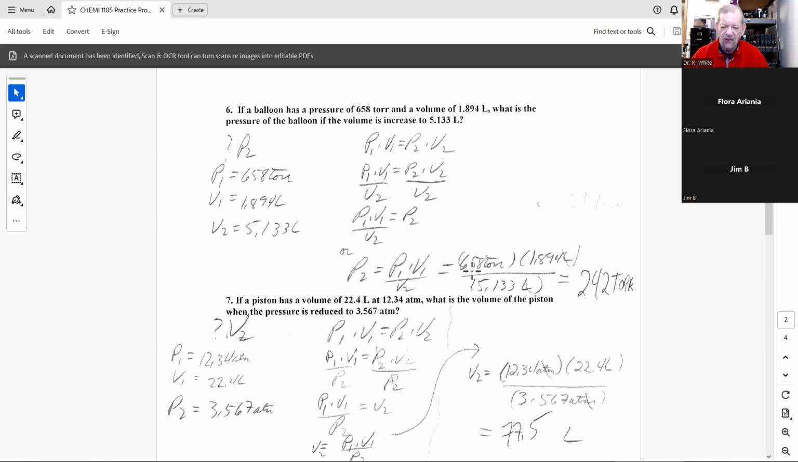Now, notice 658, 3 significant figures. 1.894, 4 significant figures. 5.133, 4 significant figures. When you multiply and divide, your answer should be the same number of significant figures as the number you're multiplying and dividing with the lowest significant figures, in this case 3, and my answer is 3 significant figures. I see a question.